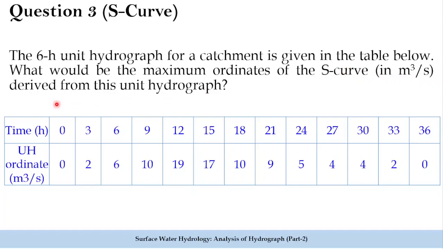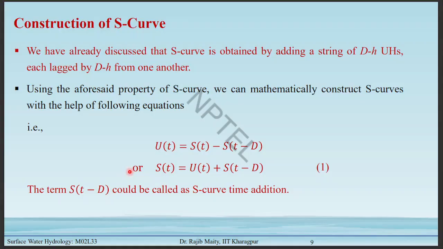Okay, so our goal here is to develop an S-curve for these given ordinates. Here the time is given at an interval of 3 hours up to 36 hours, and the corresponding unit hydrograph ordinate is also provided in meter cube per second, which is 0, 2, 6 and so on. So now utilize this information to develop the S-curve. Let us revisit some of the lecture slides that were taught by Professor Rajiv Maiti. Here we studied the construction of S-curve.